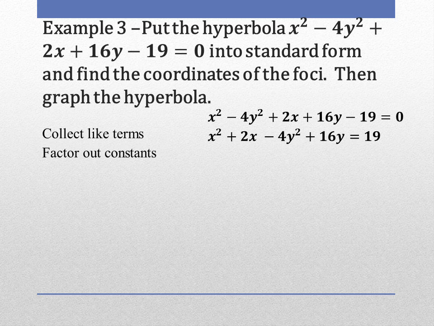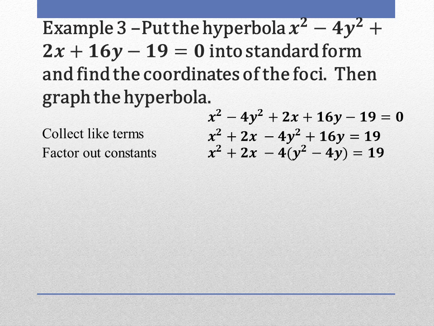Now we actually need to factor out the constants, and the x is fine. The x squared does not have a coefficient that is not 1, but the y squared does. So we're going to need to factor out negative 4 from negative 4y squared and positive 16y. What you need to be careful of is when you are dividing that negative 4 from the positive 16, you need to change that sign. So when you factor it, it looks like this.